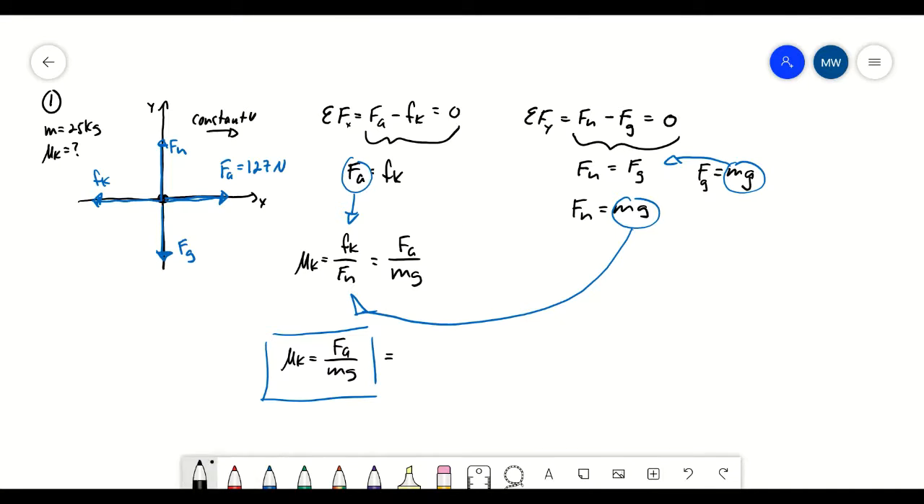If we put the numbers in for this, we have 127 newtons for that applied force. The mass was 25 kilograms. And we've got 9.81 meters per second squared, as always, for gravity's acceleration. Our calculator gives us 0.52, and that will be what our coefficient of kinetic friction is for number 1, right? This was the chair that was sliding across the floor. Okay, so let me clear the board, and then we'll do number 2.